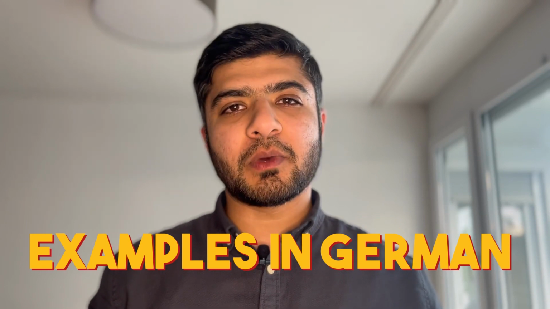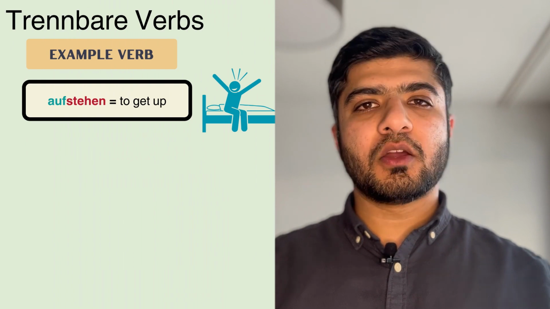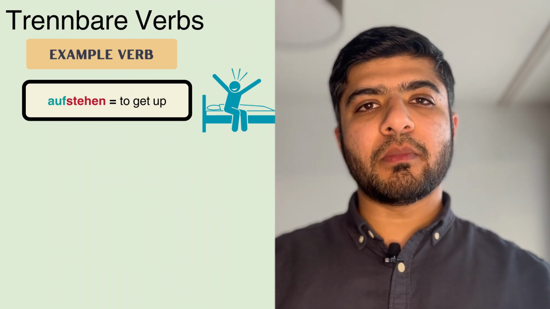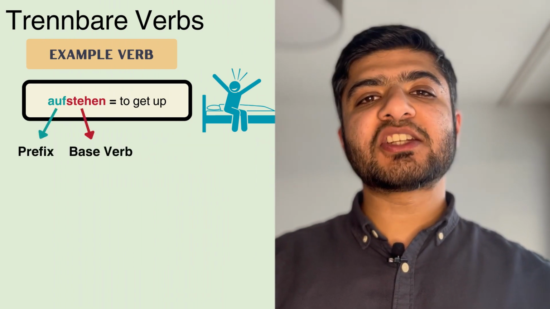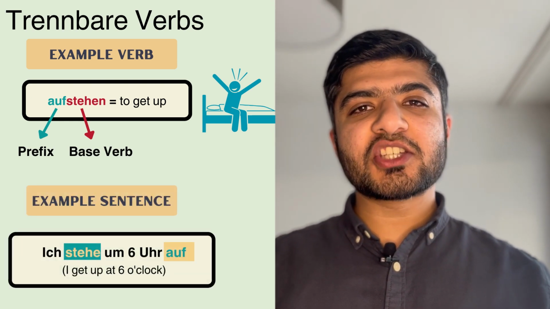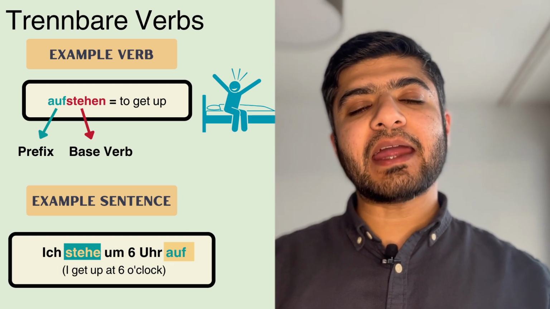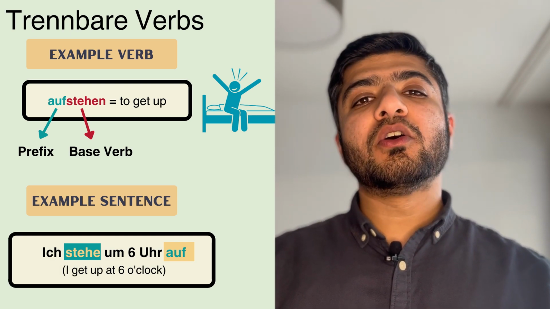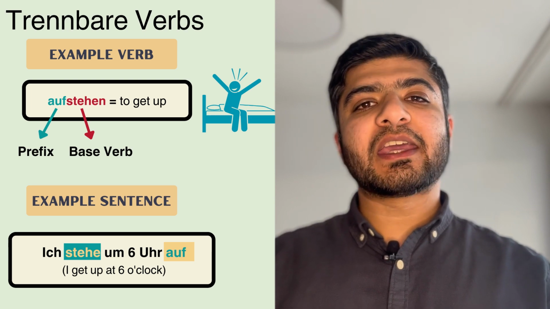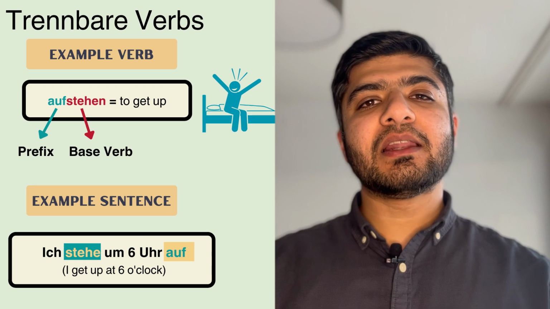Now let's take some examples of Trennbare verbs or separable verbs in German. The first example is aufstehen, to get up. In this verb, auf is the prefix and stehen is the base verb. Let's use this in a sentence. Ich stehe 6 Uhr auf. I get up at 6 o'clock. So you see how stehen, the base verb, came at the second position and auf, which was the prefix, went to the last position.